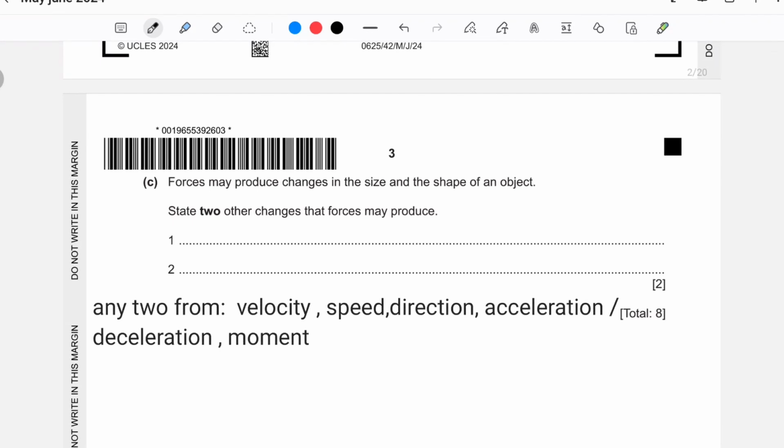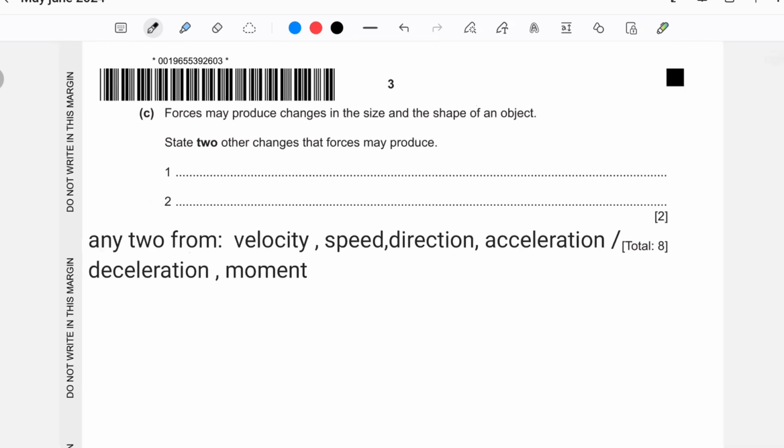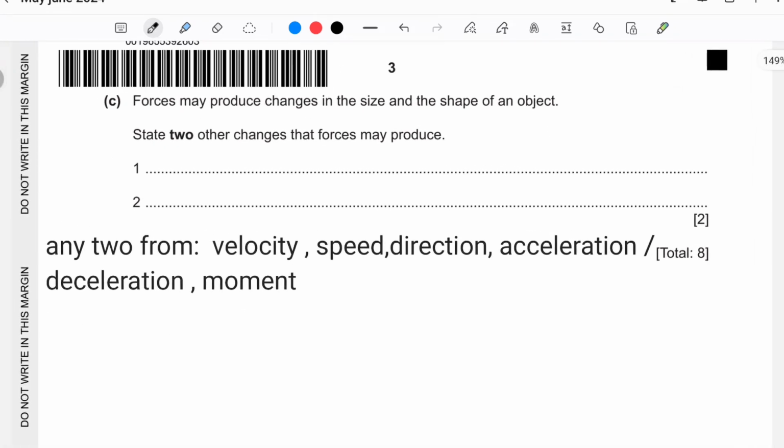Force may produce changes in the size and the shape of an object. State other two changes that a force may produce. So you can write any two from this list.